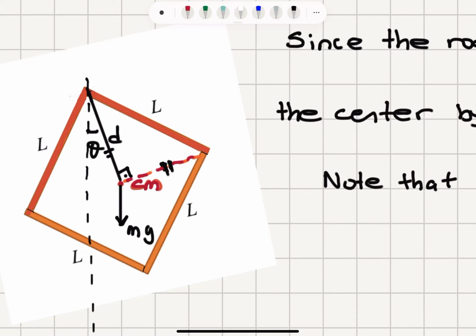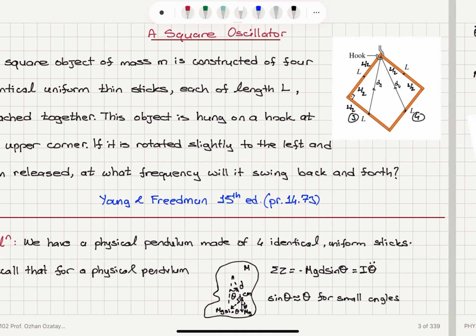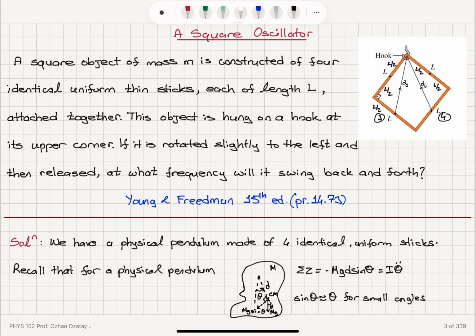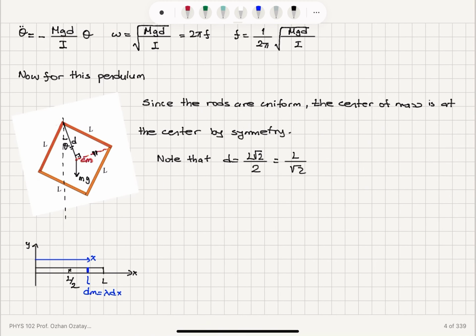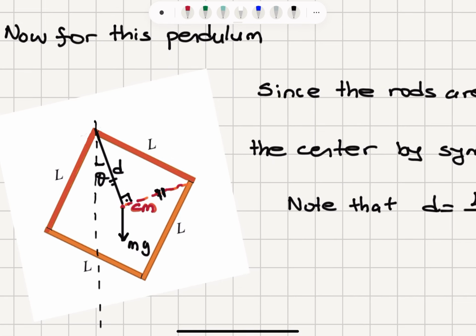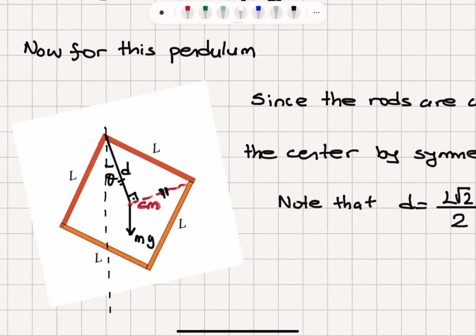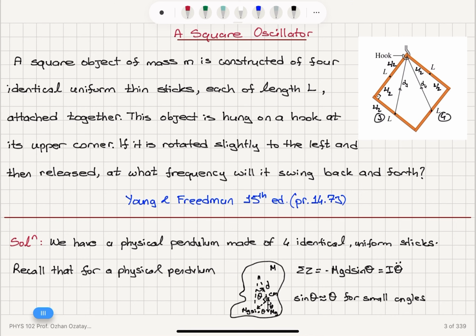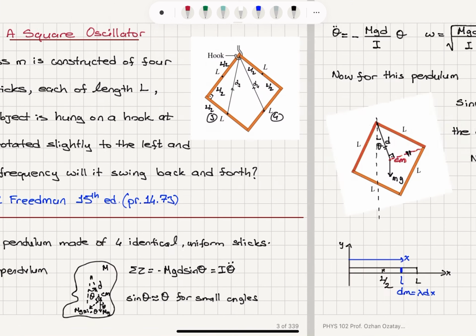So when we have the distance from the center to the pivot point here, it's going to be equal to half a diagonal length, which will be L square root 2 over 2. So that's what we would normally see. Of course, this is assuming that we have a small angle theta here. So this would be identical to this situation here when you consider the center here. This is L square root 2 over 2. That's the distance.